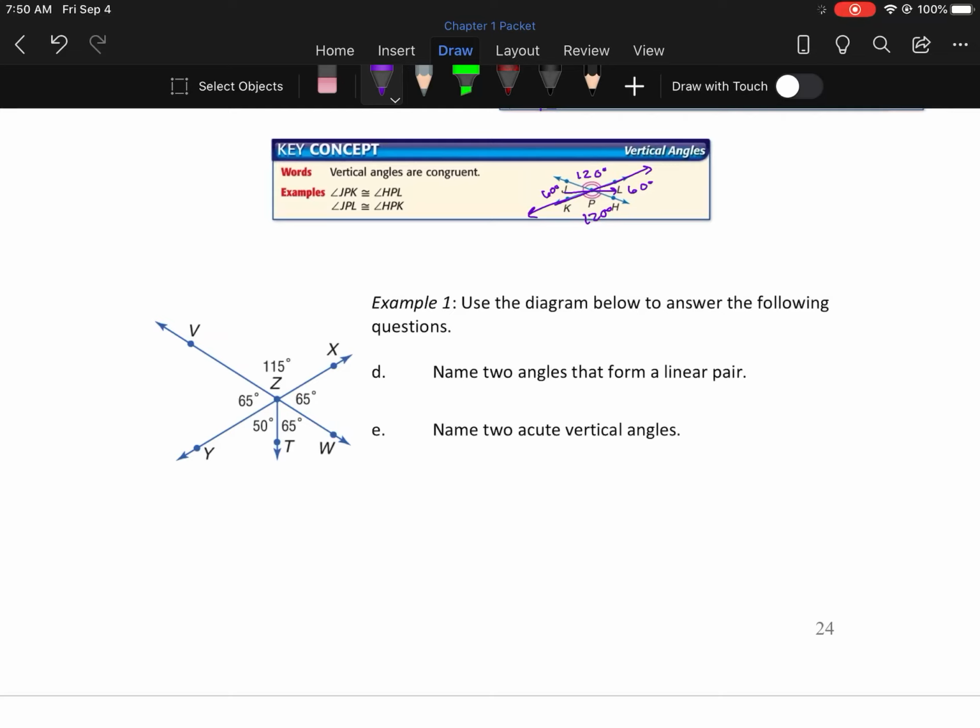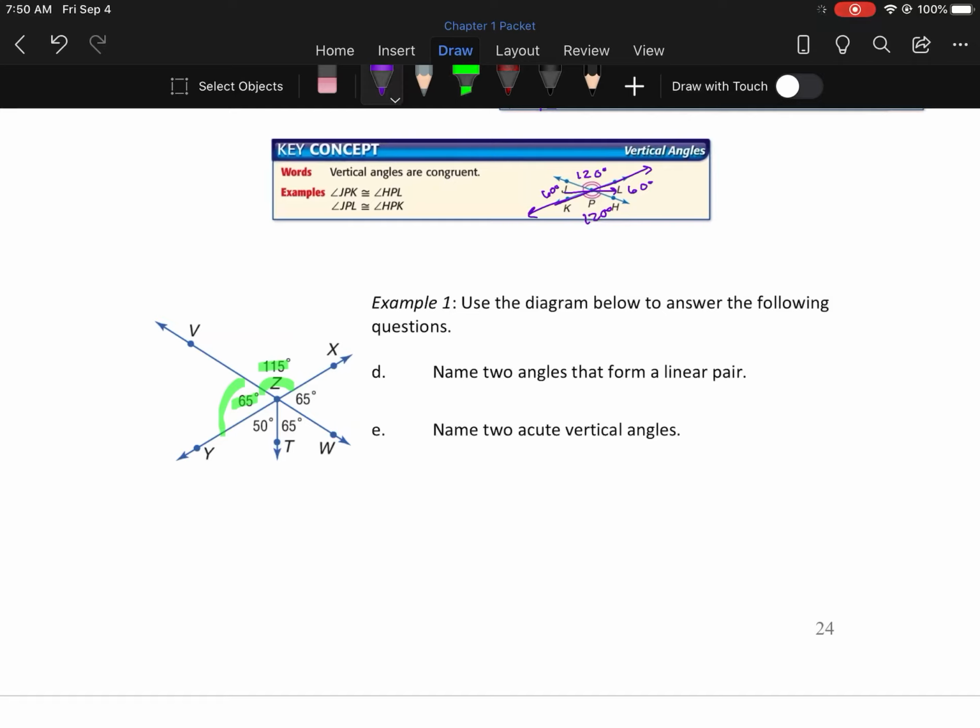It says, use the diagram below to answer the following questions. Name two angles that form a linear pair. There are actually many, but we're just going to look and see which ones we can find. A linear pair means they are adjacent and they add up to 180 degrees. So we could do 115 plus 65, which would be these two angles here, and if you add them, we get 180. So I'm going to go ahead and write those down.